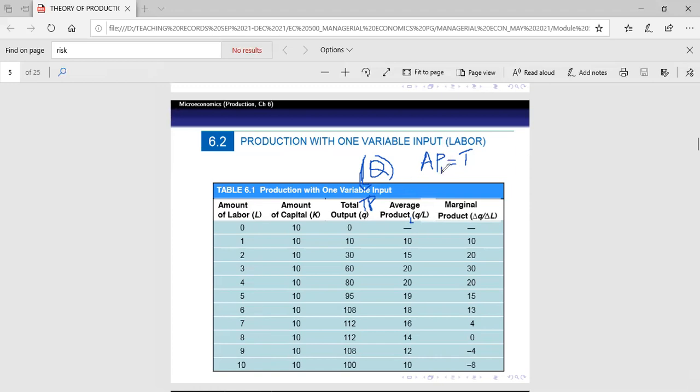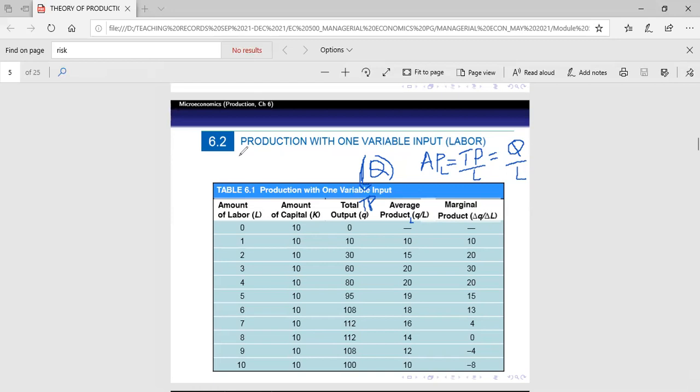When I put a small L there, it is average product of labor. It can be average product of labor or average product of capital. So if it is average product of labor, it will be total product over labor, which is the same as output Q. Of course, total product, we've seen it is the same as output. Total product, total output. Output over L. So that is average product of labor.